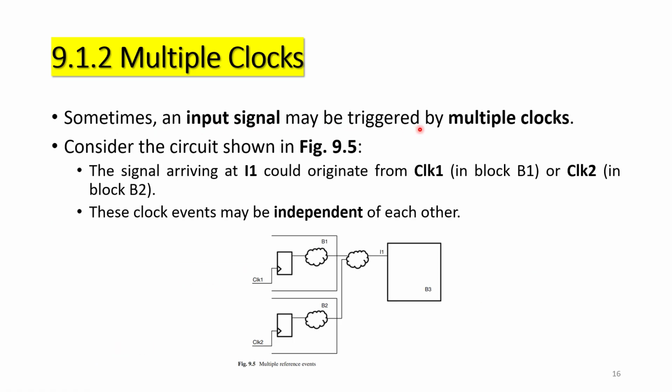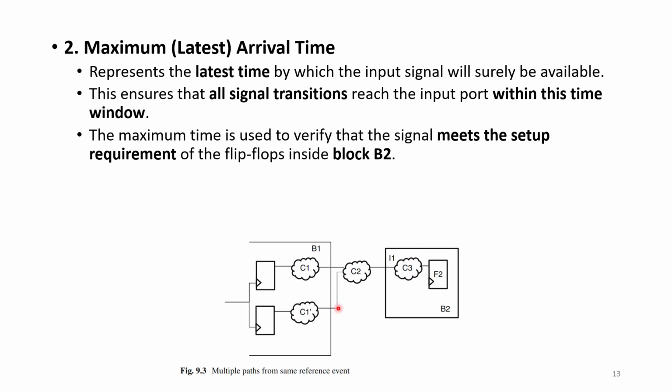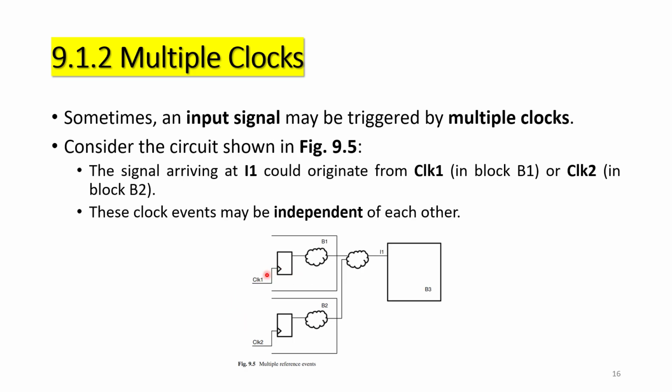Now let us see about multiple clocks. Sometimes an input signal may be triggered by multiple clocks. In the previous example we have seen there is only one reference event. You can see here the data is getting triggered by only one clock, whereas here the data is getting triggered by two different clocks, that is clock 1 and clock 2. So whenever clock 1 triggers, there will be some clock to Q delay followed by B1 delay and this combo delay, and data will be available. And one more path is whenever clock 2 triggers, data will be available at Q pin. It will have some clock to Q delay followed by B2 and this combo delay, and data will be available at I1.